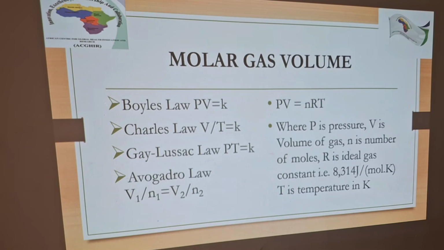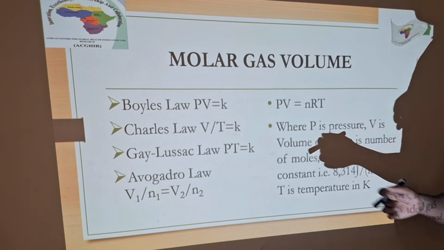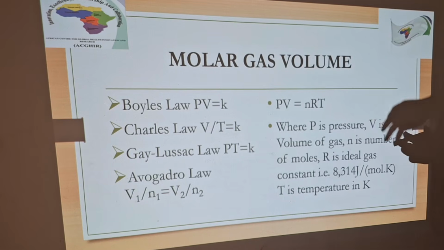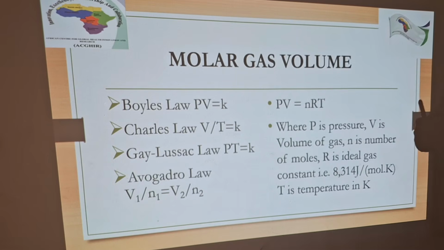Gay-Lussac's law states that the temperature of a gas is inversely proportional to its pressure. Avogadro's law states that the volume of a gas is directly proportional to the number of moles of gas present, provided the pressure and the temperature are constant. So when we look at Boyle's law, Charles' law, Gay-Lussac's law, and Avogadro's law, they lead us to what is called the ideal gas equation.